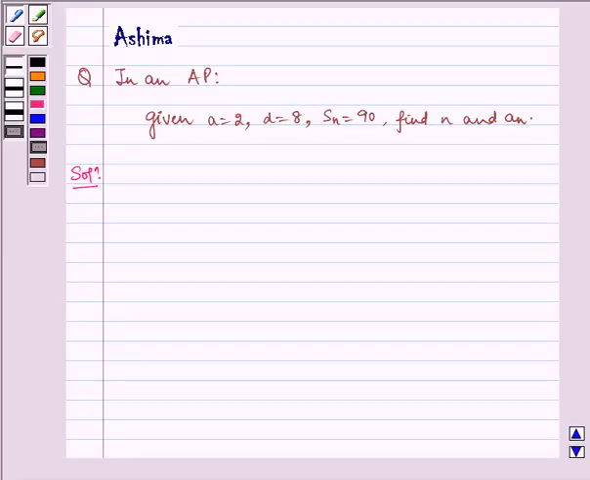Let us discuss the following problem today. In an AP, given a is equal to 2, d is equal to 8, Sn is equal to 90, find n and an. Now let us write the solution.